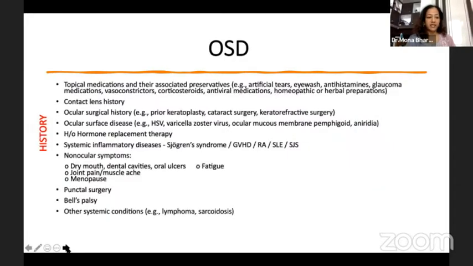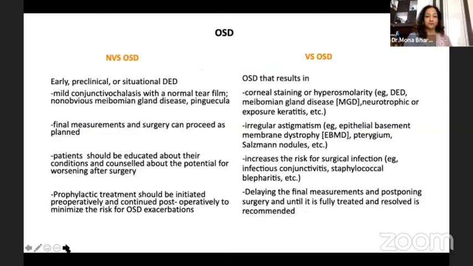It is indeed imperative to rule out the presence of prior ocular surface disease by careful history taking, evaluating the prior history of any presence of surface disease, any prior ocular surgeries, or use of medications with associated preservatives which can lead to ocular surface toxicity in the long run, presence of any systemic inflammatory diseases, presence of any non-ocular symptoms like dryness of mouth, fatigue, joint pain, etc., prior punctal surgeries, or history of Bell's palsy.